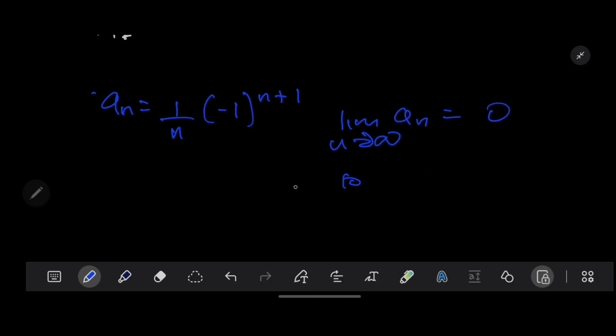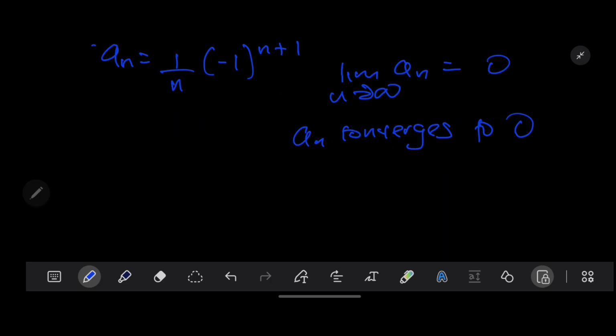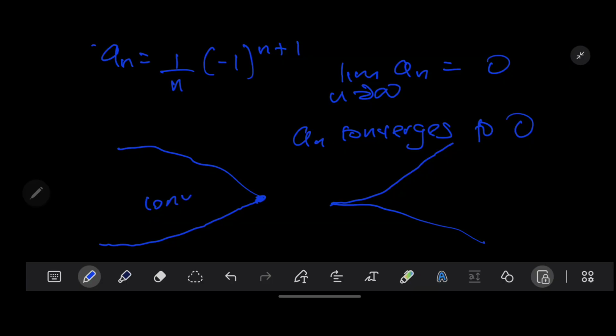Say a_n converges to 0. And for you to properly understand converging and diverging, converging is just like the numbers are coming from up and from down to meet at a particular point, while diverging, the numbers are going way away. So if you can remember this for converging and for diverging, it will really help you.